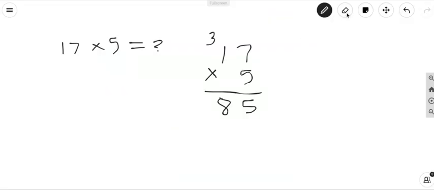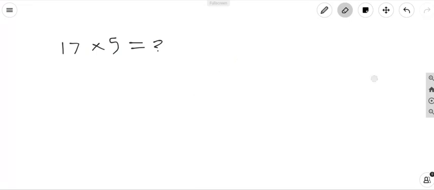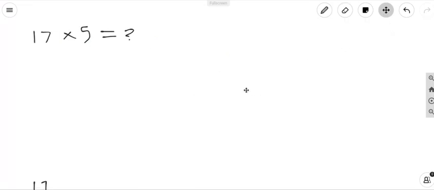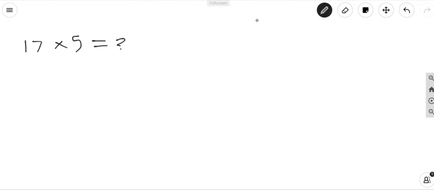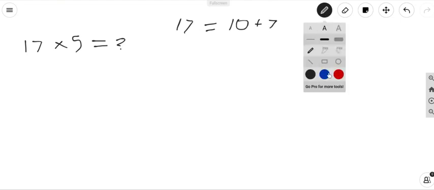So let me show you another way that we can solve this problem. We're going to think about place value in order to solve this 17 times 5. So if I look at 17, that's got a number in the ones place and in the tens place. So 17, we can expand out. And we have a 1 in the tens place, which I know a 1 in the tens place is 10. So its value is 10. And then it's got a 7 in the ones place, so 7. So we can see that here.